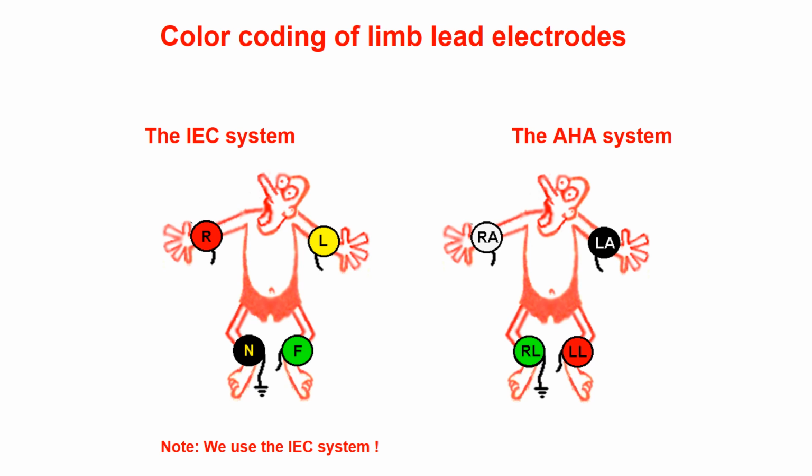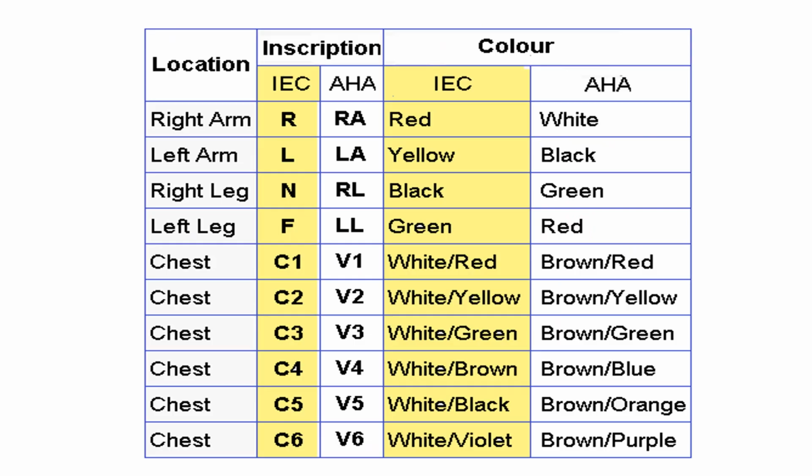Color and letter coding of limb lead electrodes. Color and letter coding is used for quick and correct selection of the electrodes. Different colors and letters are preferred in Europe and the USA. In Europe: red for right arm, R; yellow for left arm, L; green for left leg, F, foot; black for right leg, N, neutral. Electrodes are never placed on the feet, but the electrode on the left leg is marked with the letter F, foot. In the USA: white for right arm, RA; black for left arm, LA; red for left foot, LL; green for right leg, RL. Table of color and letter coding for 10 electrodes in Europe and the USA.